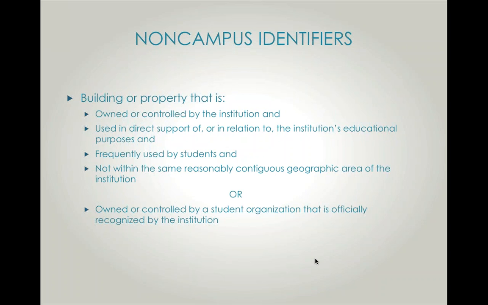So I don't mean to be overly repetitive by reading this slide to you, but I just think it is really helpful to ensure the emphasis on those ands for each of those criteria. And then a non-campus building or property could also be the last criterion, owned or controlled by a student organization that is officially recognized by the institution.